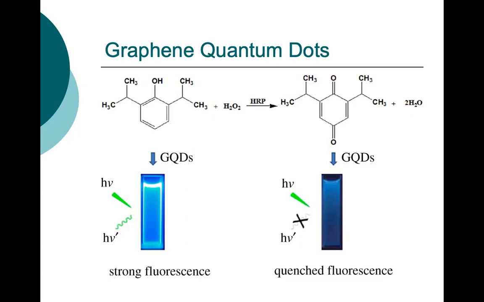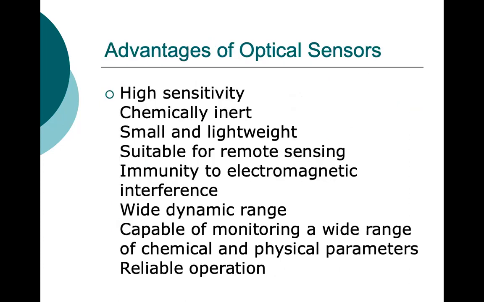Because they are active in fluorescent regions. Of course, there are materials that are active in UV and in visible, but now in sensors, because of the sensitivity of fluorescence, researchers are moving to fluorescent materials.